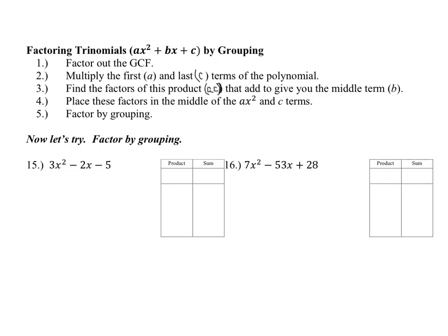These two don't have GCFs. We'll get to that in just a minute. The next thing I do is figure out what the product of the first and last term is. So you multiply the a, the first term, and the c term, the last term, of the polynomial together.